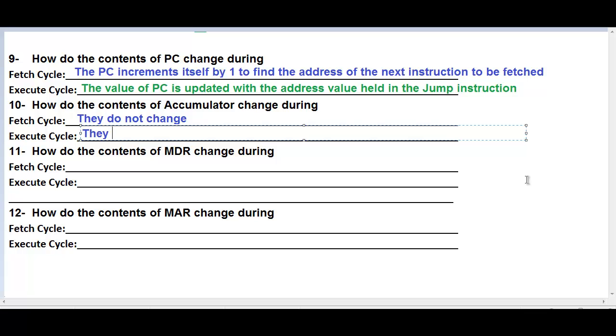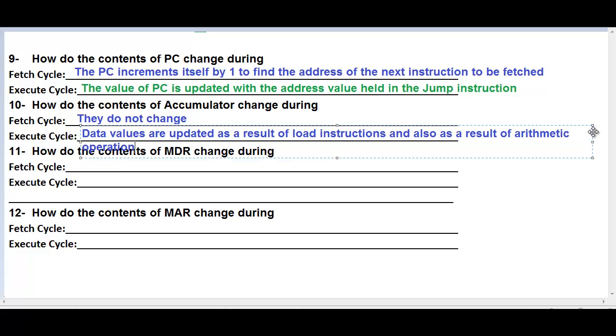They are. During the execute cycle, data values are updated as a result of load instructions, and also as a result of arithmetic operations. Remember, when we executed the add instruction, the already existing value was updated. So data values are updated because of load instructions, and also if there is an instruction like the add instruction or the subtract instruction, that also updates data values during the execute cycle.